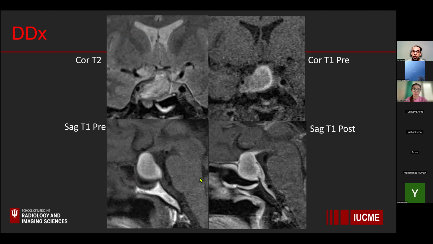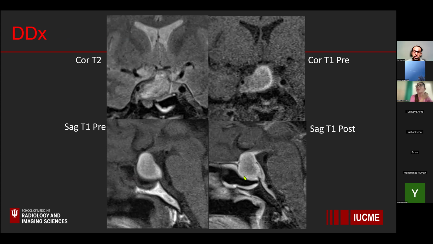Here's a differential diagnosis case. Again, a very large mass, very similar looking, eroding and enlarging the bony sella, except it's bright on T1 to begin with. And you can see the difference is not very much once we give contrast, but as usual, the infundibulum enhances post-contrast.